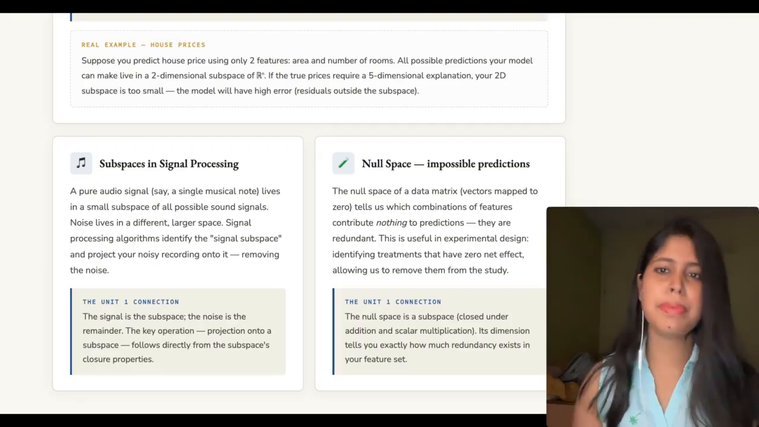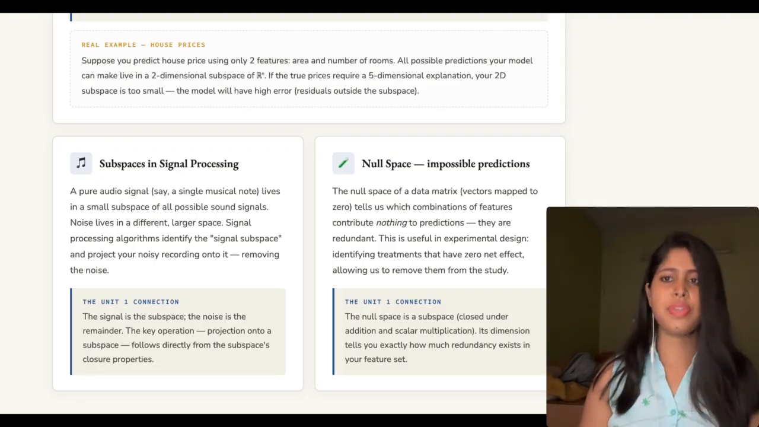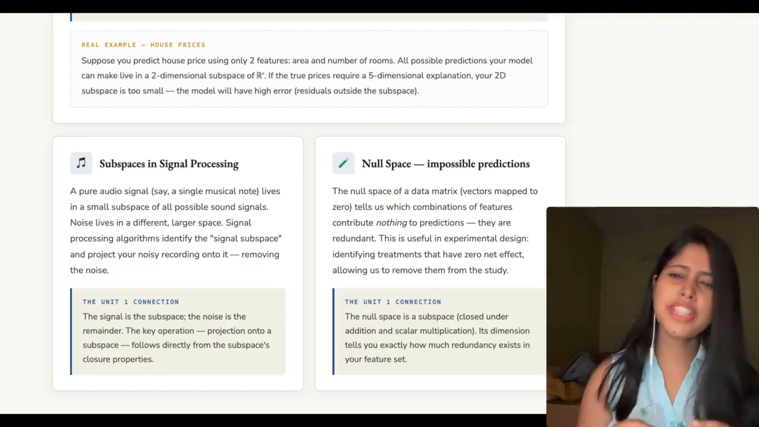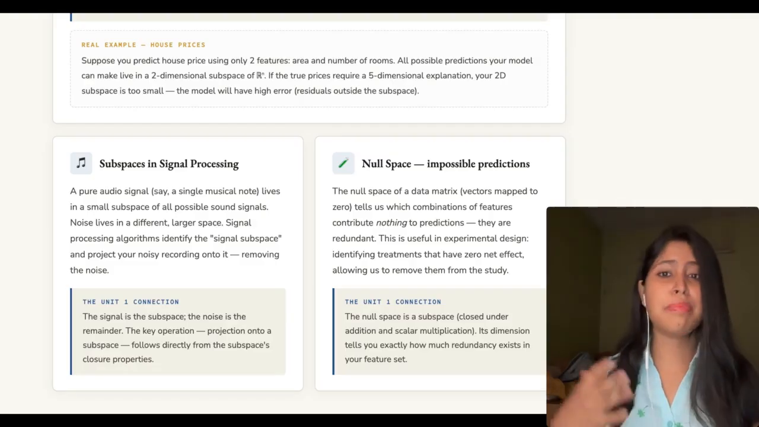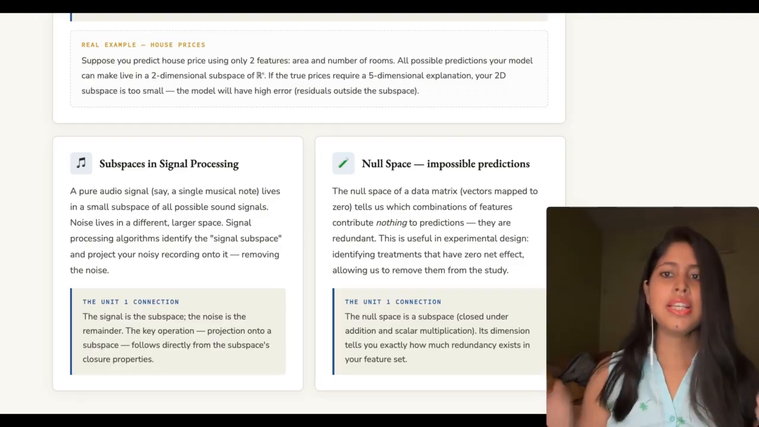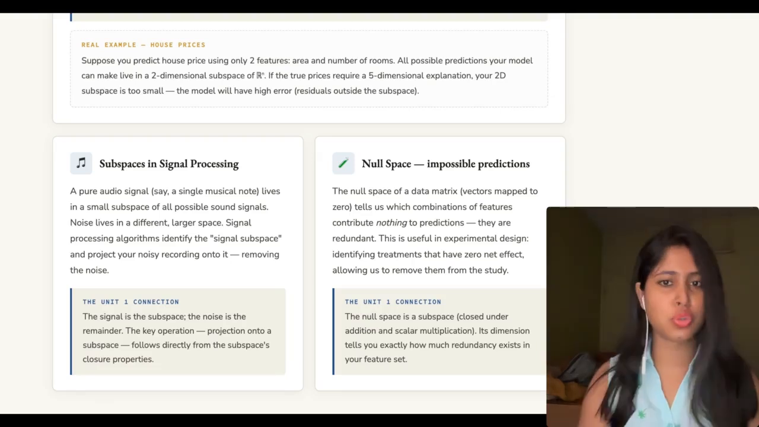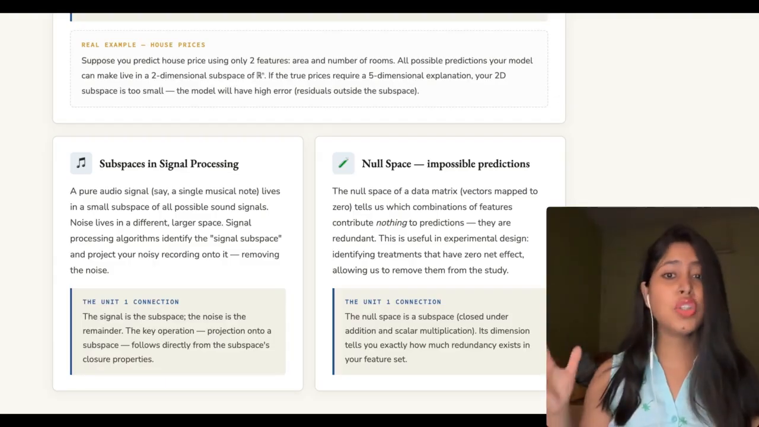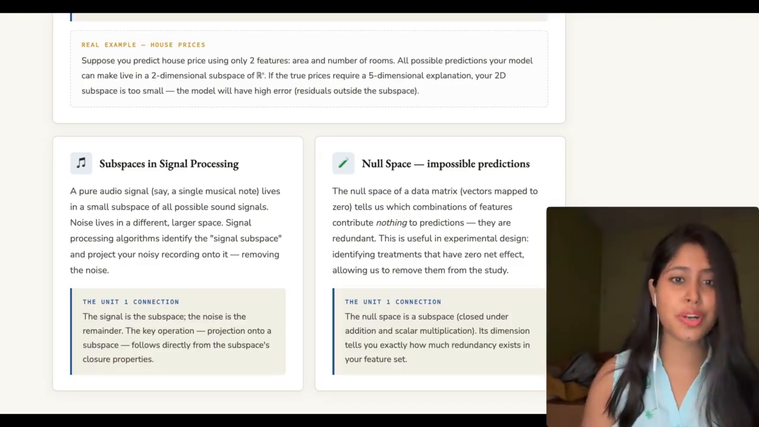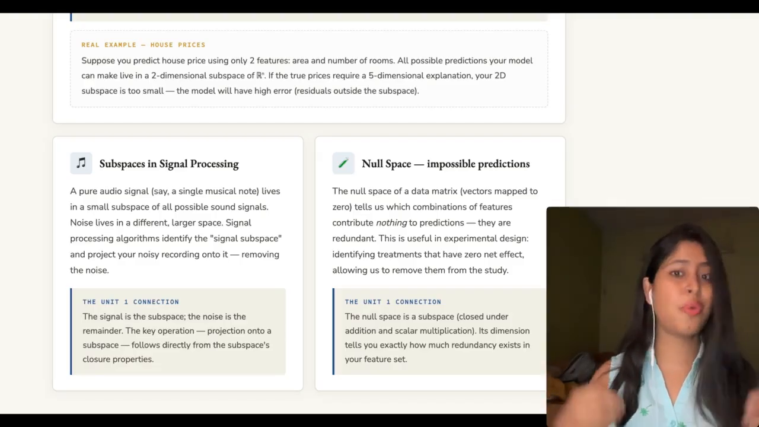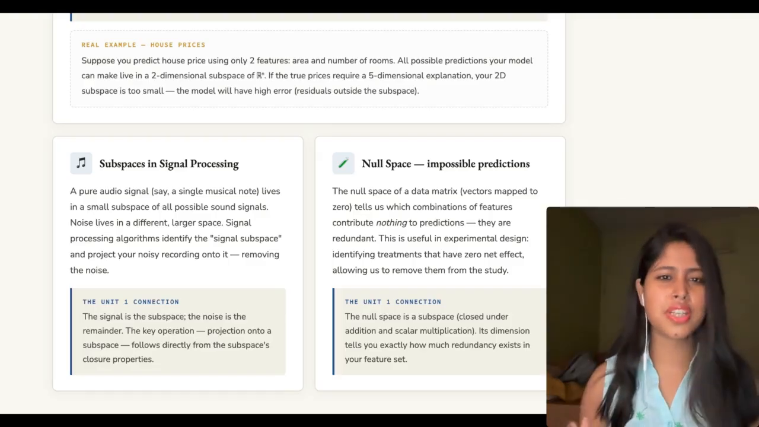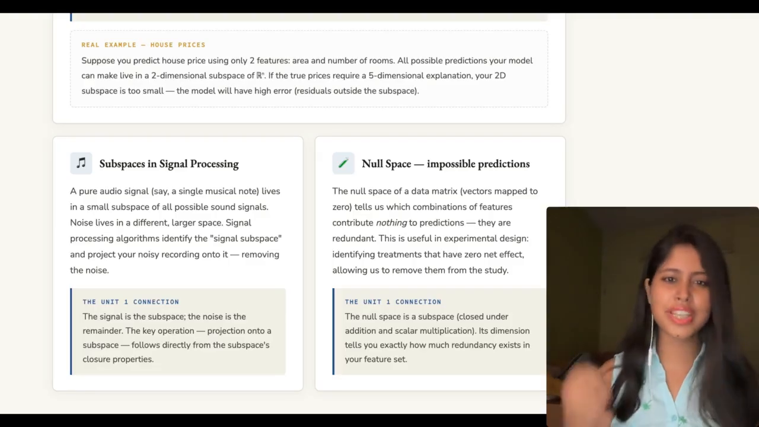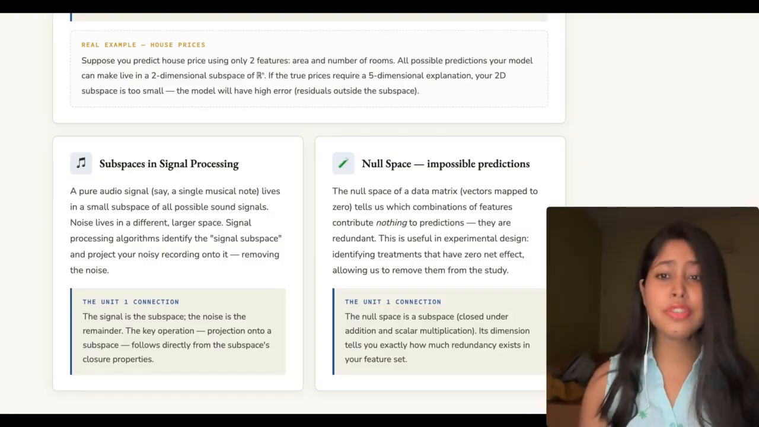Now, another beautiful application of subspaces is in signal processing. A pure audio signal, say a recording of a single musical note, lives in a very small subspace of all possible sounds, and background noise lives in a much larger space. Signal processing algorithms identify the signal subspace and project the noisy recording onto it, keeping only the part that is in the signal subspace and discarding the rest as noise. Now, this is so important, right? And we have studied subspaces in our unit 1. This is so interesting because of those two theorems which we studied and the theorems which we worked on proving whether something is a subspace or not. Now, why did we do all that hard work?